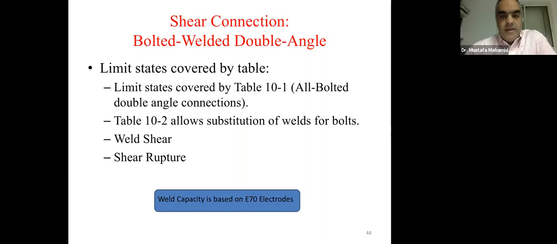And what's covered by the table is all the bolt-related limit states covered in table 1 are also covered in table 2. Table 10-2 allows substitution of the welds for the bolts. So we have also the weld shear that needs to be checked, and we have also shear rupture that we need to check. The capacities are based on E70 electrodes.